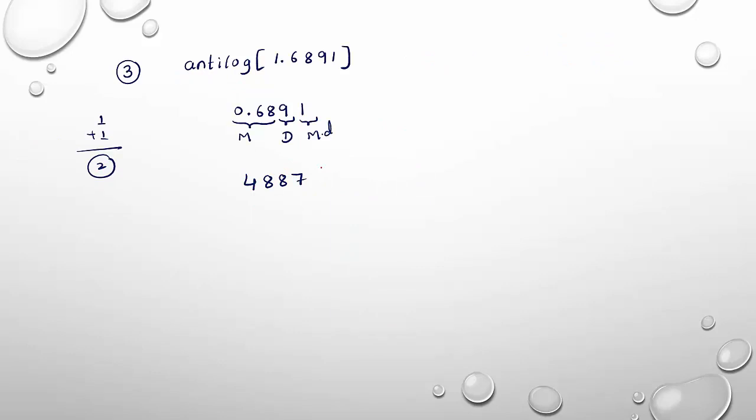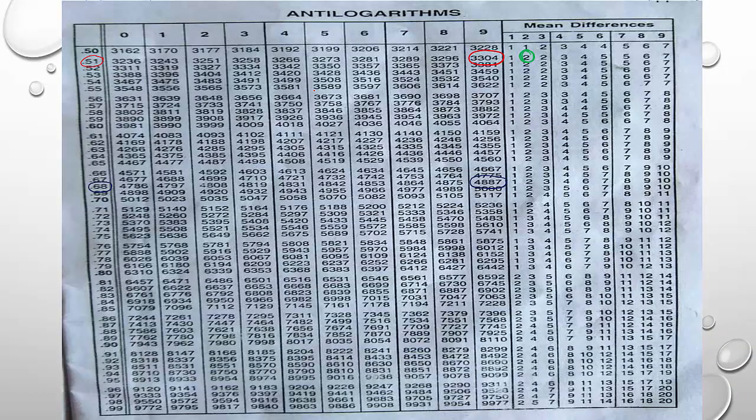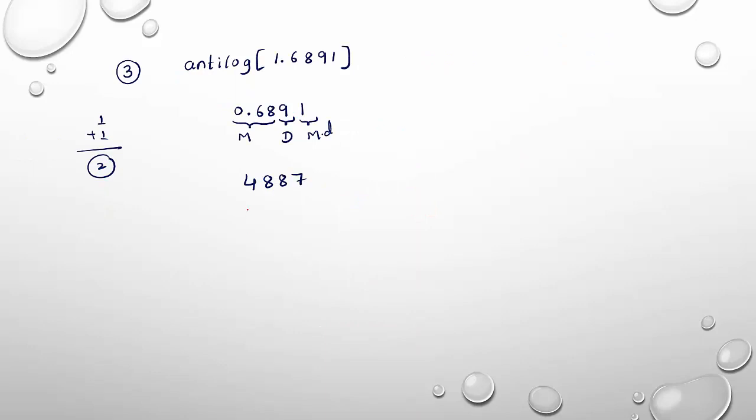4887. Now 0.68 we have to observe in the mean difference column. This is 1. Now again we can go to this column. So mean difference column at 1. Here we got the same value, again 1. So we can add plus 1 here. So the final answer is 4888. So how to write the final answer? The number is 4888. But the characteristic we got is 1, so we have to move the decimal point 2 places. So here 48.88. So this is the final answer.